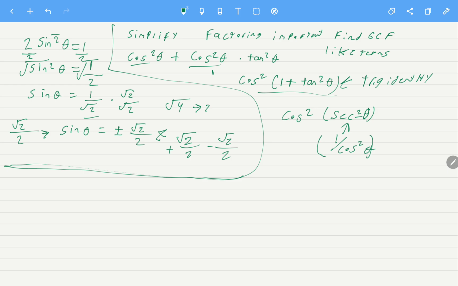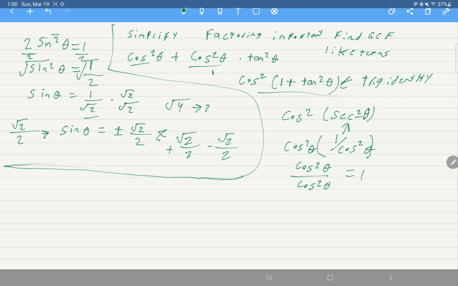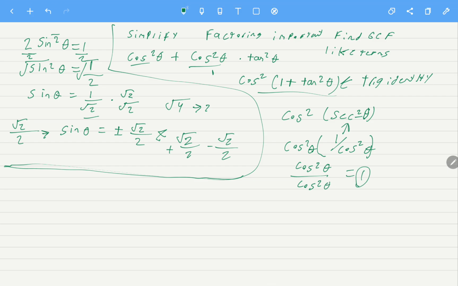Now we have to multiply this by cosine squared. What does that give us? That gives us cosine squared theta over cosine squared theta, which is literally 1. We have simplified the question, and it is gone, done, into oblivion.